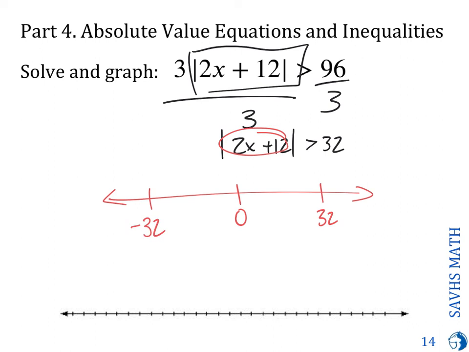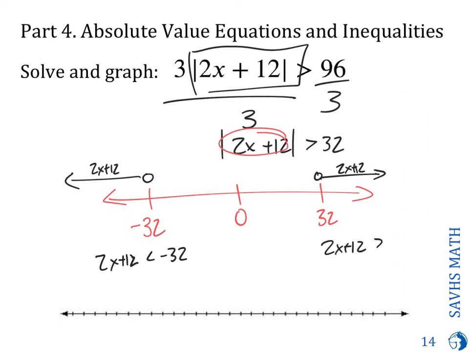2x plus 12 has to be over here, or it's got to be over here, because it's further away from 0 than 32, or negative 32. So now we have two inequalities to set up and then solve. So 2x plus 12 is less than negative 32, and 2x plus 12 is greater than 32. You can solve these two.